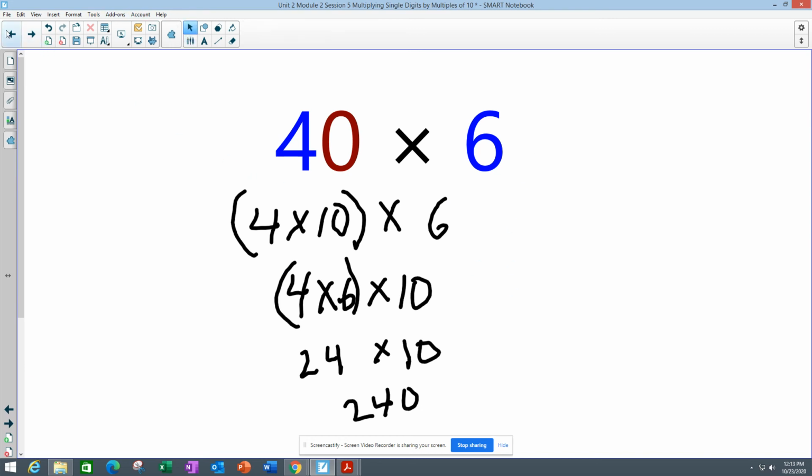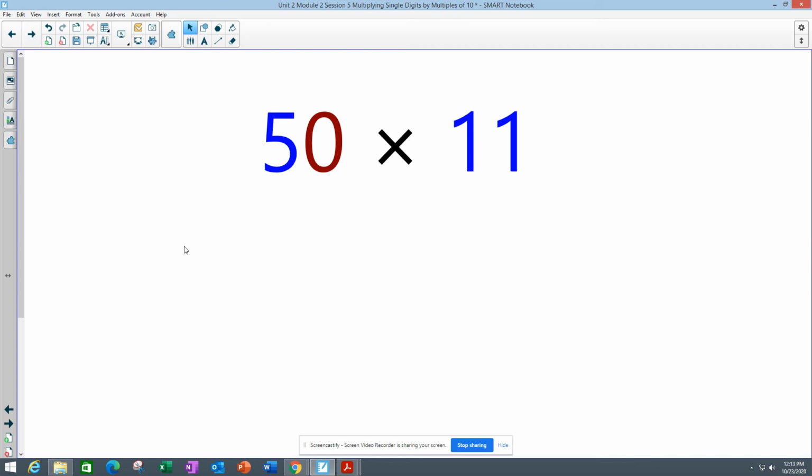All right, we're going to try one more, or a couple more maybe. Oh, here's another one. So again, break this apart times 11 and figure it out. Pause right here. Try it on your board. You don't have to show me your work, just pause, and then I'll come back and show you the right answer.